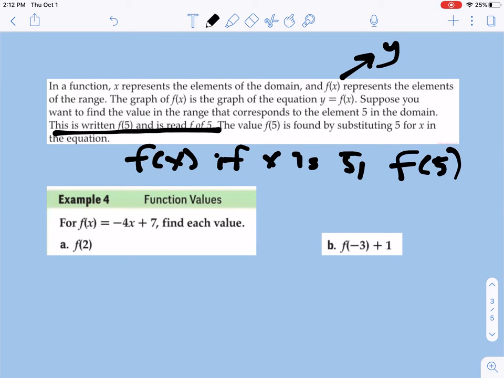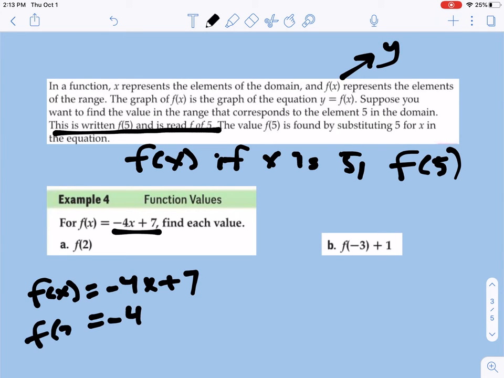On this one, we would say f of x equals negative 4x plus 7. Find each value. So let's put 2 in. f of 2 means we're going to take this f of x equals negative 4x plus 7 and just rewrite it with the 2 wherever you see an x. And you only see it in that one spot. So you wind up with negative 8 plus 7, and then you get negative 1.